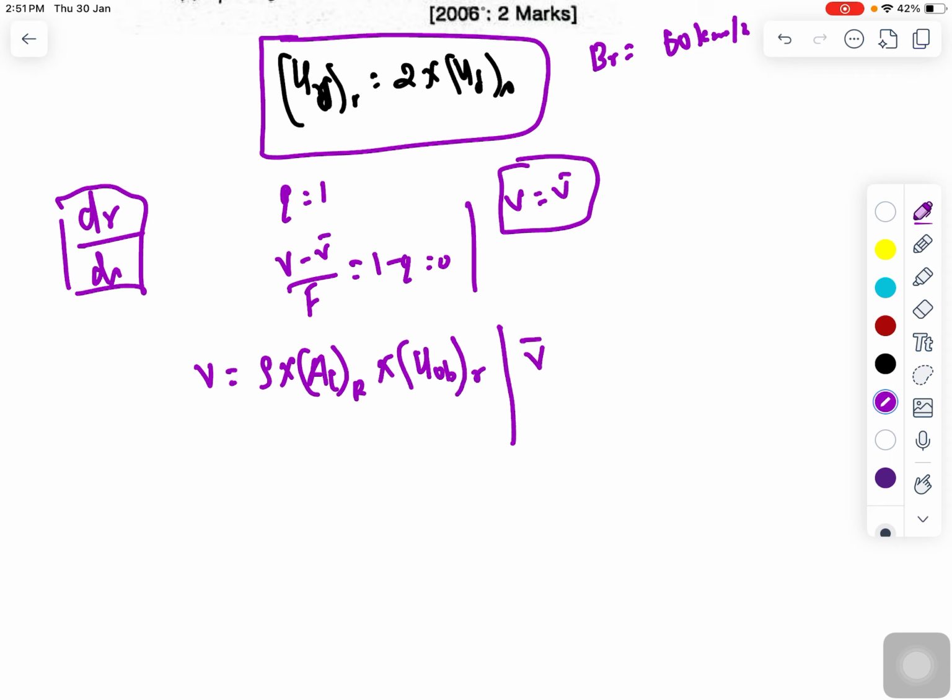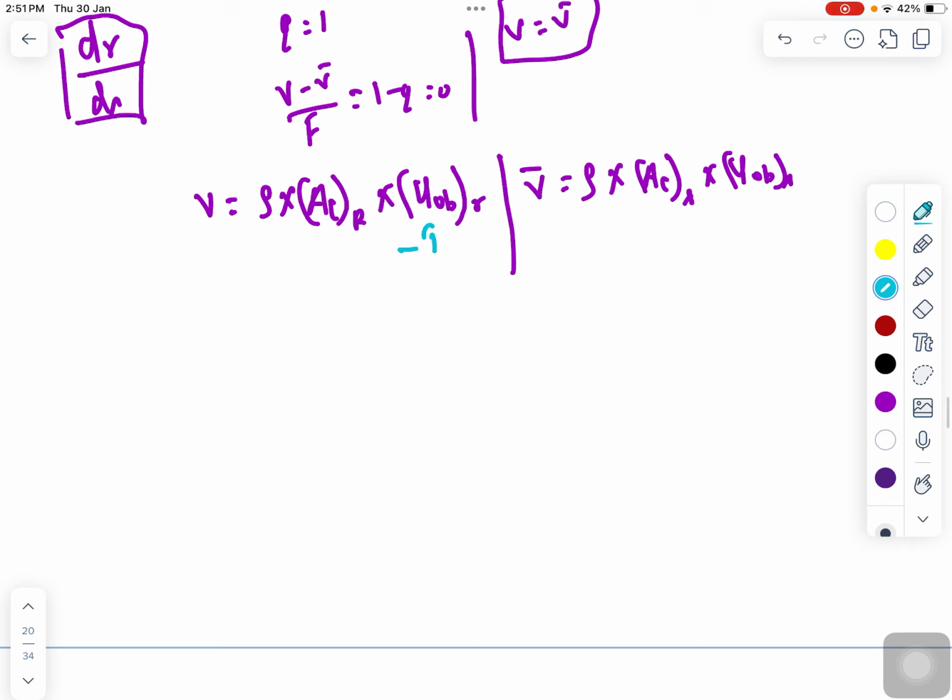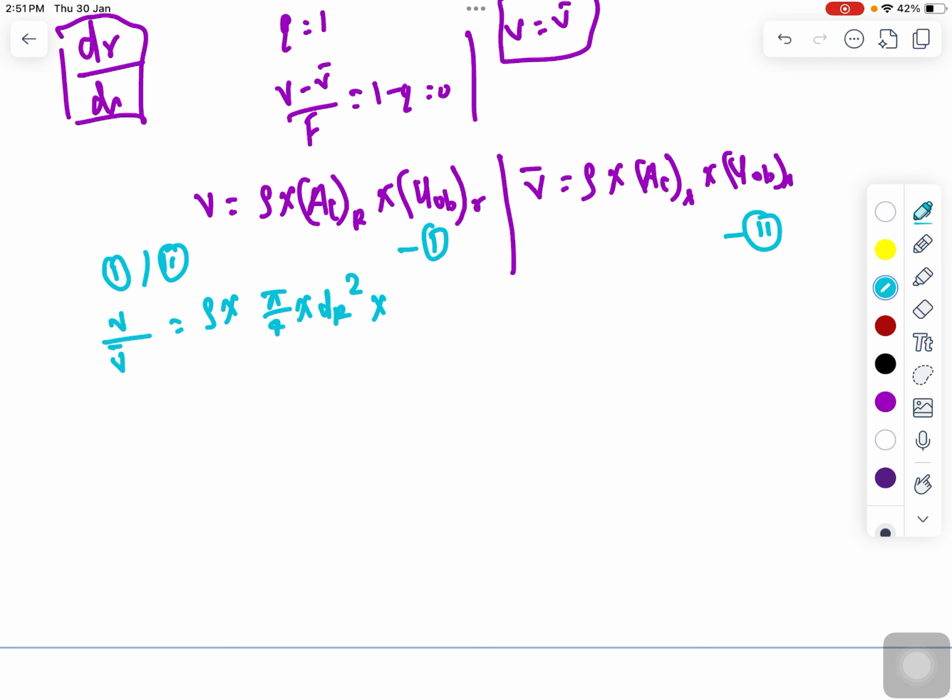Again, I can write V bar equals density of vapor multiplied with the cross-sectional area in the stripping section multiplied with the operating velocity in the stripping section. Let's say this is equation first and this is equation second. If I divide equation first by second, I get V divided by V bar equals rho into the cross-sectional area in the rectifying section, that is pi by 4 multiplied with d rectifying whole square, and U operating velocity in the rectifying section.